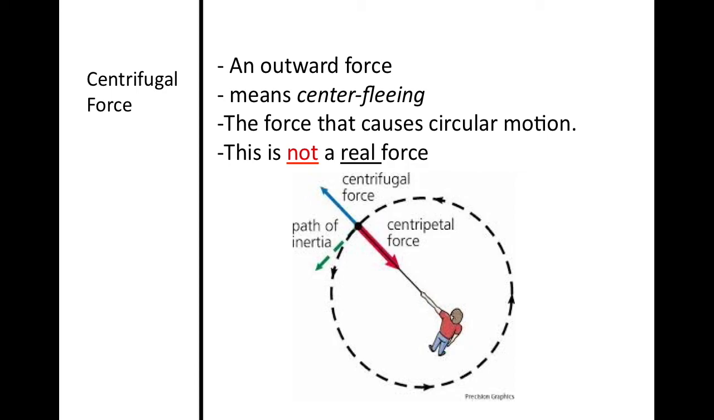All right, so the last thing that we need to talk about is centrifugal force. It is an outward force. It's that force that makes you feel like you're being pulled away from the center. It means center fleeing. It is the force that causes circular motion, but it is not a real force. Here we are with a person who is twirling something around him. Okay, so this object is feeling the tension, which is called the centripetal force, and it's also feeling the centrifugal force where the object is being pulled outward, as well as trying to be on its path of inertia.